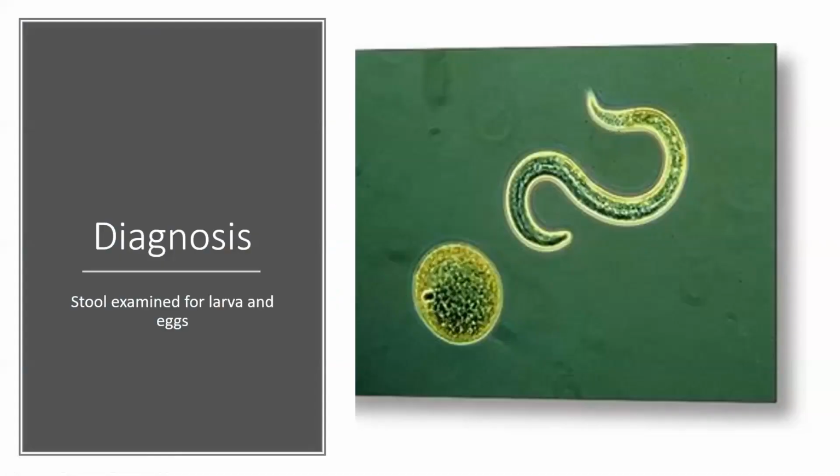So one of the most common ways to diagnose all of these diseases is by examining stool for larvae and eggs. So when you see these eggs in the stool samples, then you know that there's some sort of helminth infection or roundworm infection. This is often done through what's called a fecal flotation. So stool might be placed in some sort of liquid solution, and then the eggs will actually float.